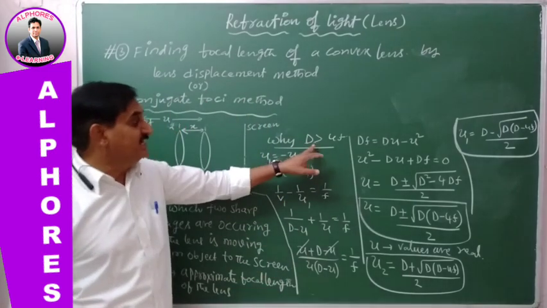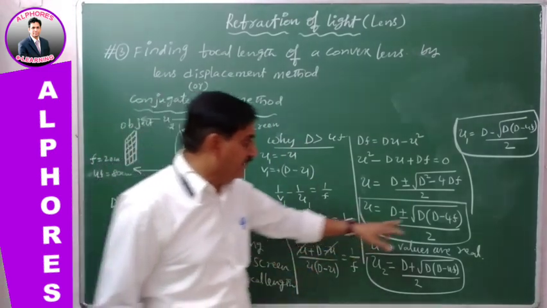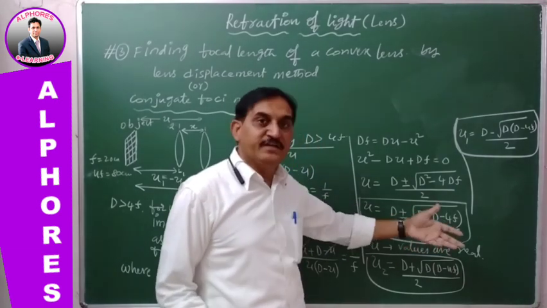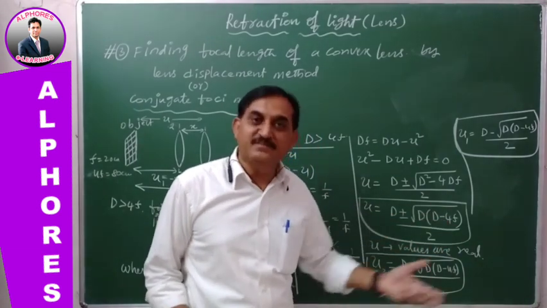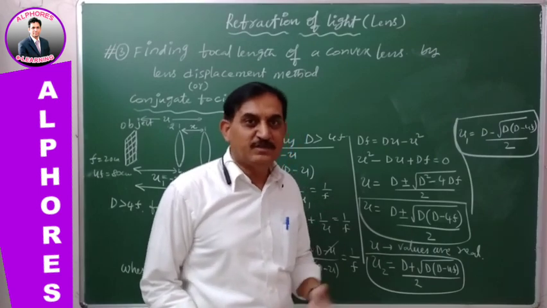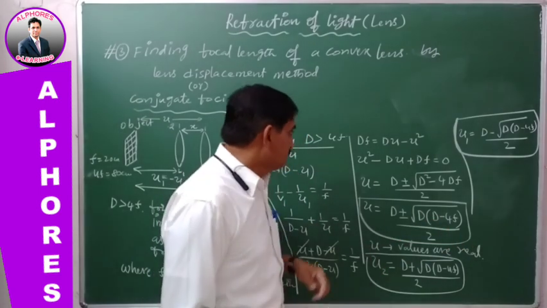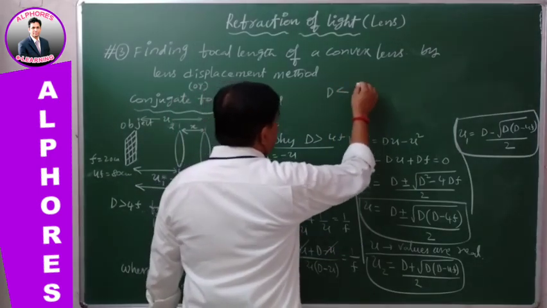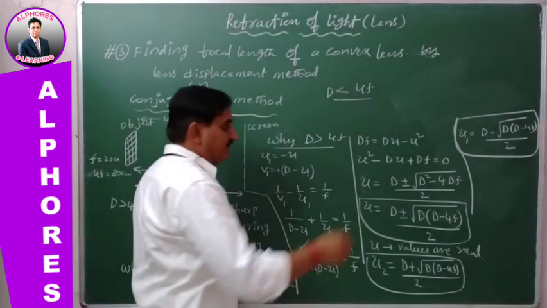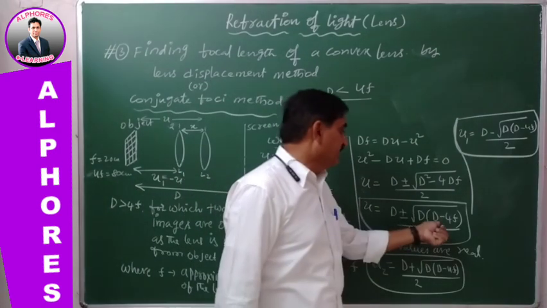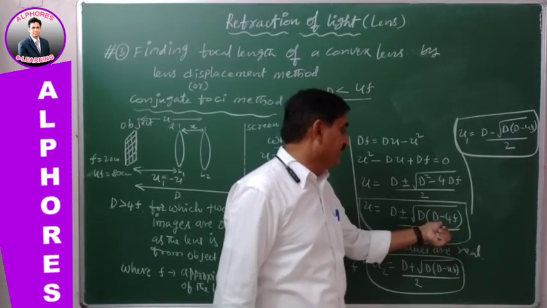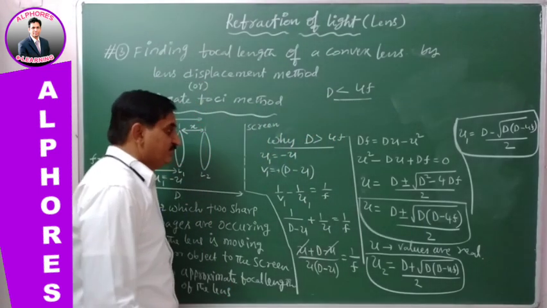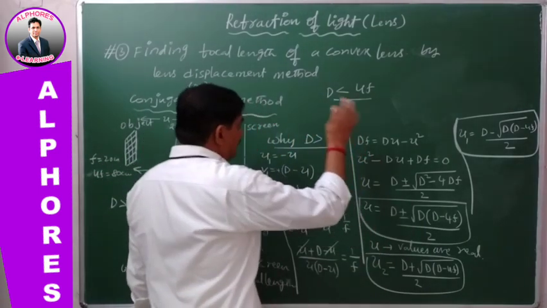Suppose d less than 4f is considered. What happened? D less than 4f, so under the root a negative value, imaginary values are obtained. Not possible. So that is not possible in this case. D is less than 4f, so this is giving imaginary. So here d less than 4f, it is giving a negative value. Square root of a negative value is imaginary, so it is not possible.